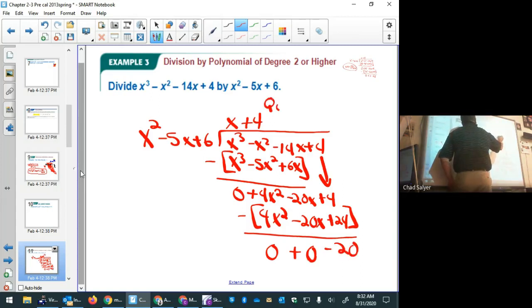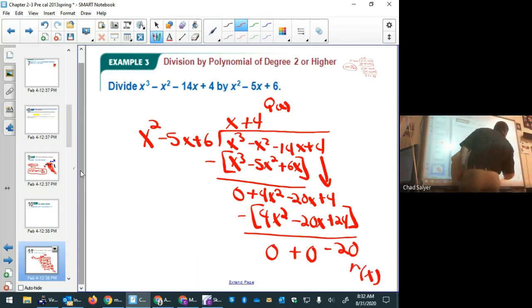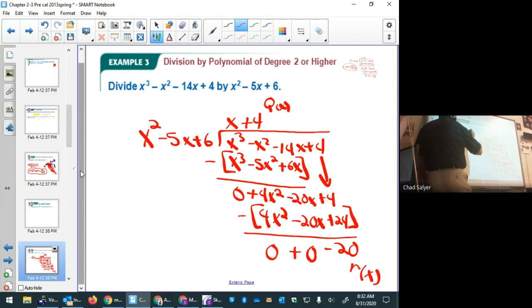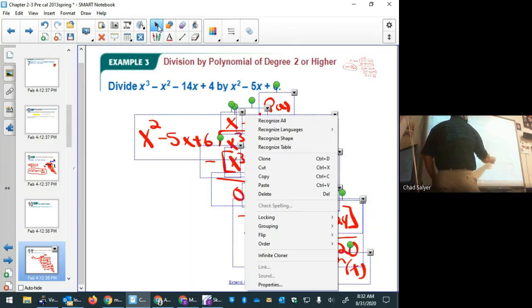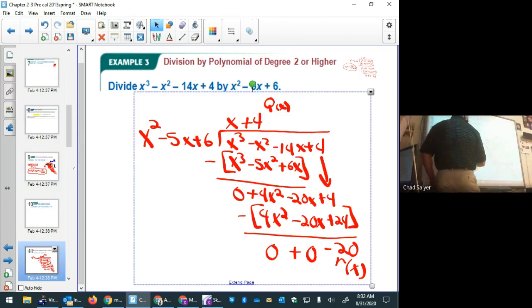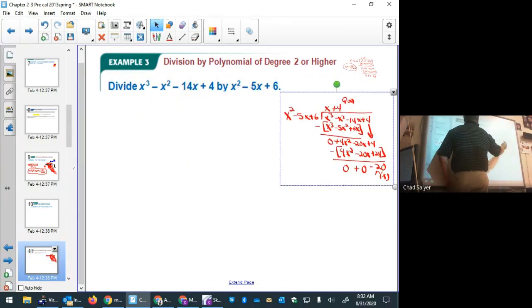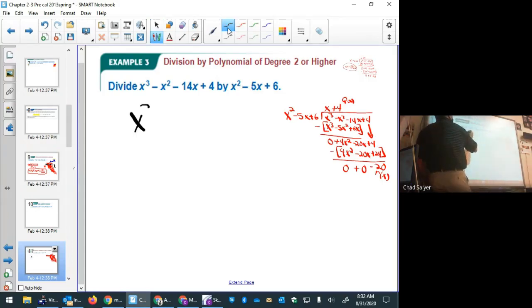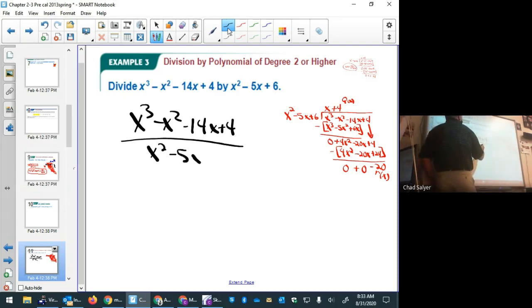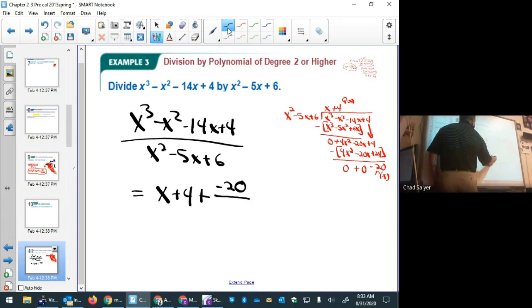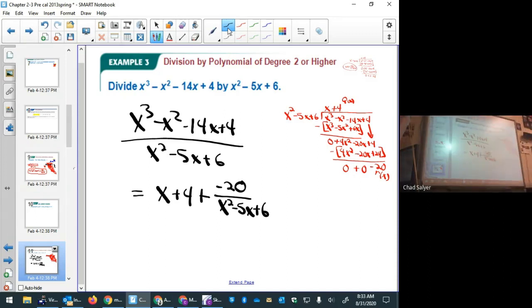So quotient, remainder. Don't forget that minus sign is part of the remainder. So I would say x cubed minus x squared minus 14x plus 4 divided by x squared minus 5x plus 6 equals x plus 4 plus negative 20 over x squared minus 5x plus 6. Quotient plus remainder over divisor.